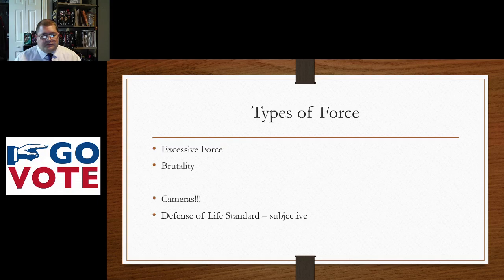So here we have the big delineation, and this is probably the most important part of our study of the use of force of police officers: the difference between excessive force and police brutality. Police brutality is an intentional misdeed. So the police officer, whatever their action was, it was intentional, and it was intended to serve an illegal purpose.